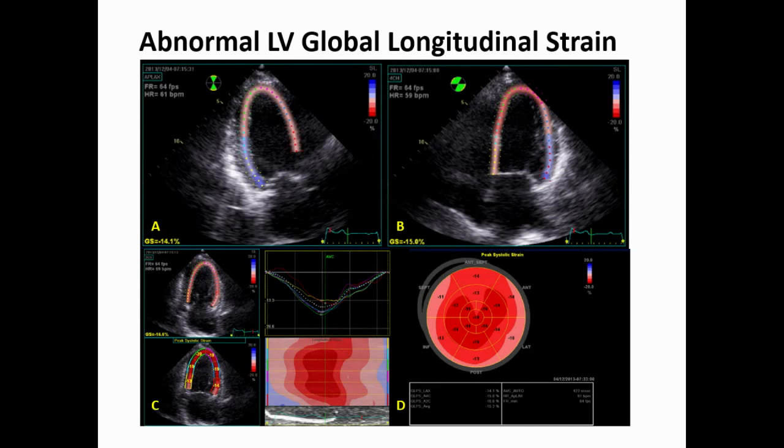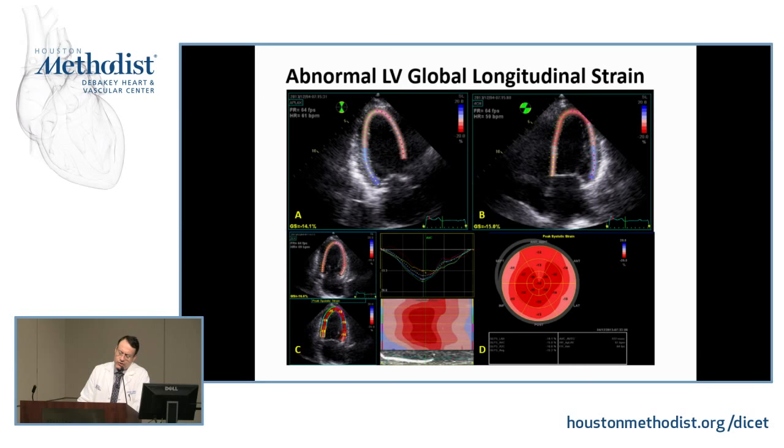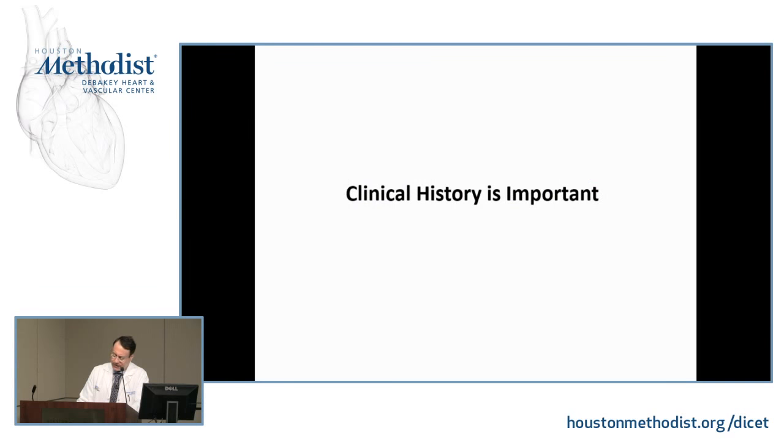So you've heard about strain probably before. You want to look at it in multiple views, apical 4, apical long, apical 2. You look at your polar map, you see if there are errors, if the tracking is adequate, and so on. My objective today is not to talk about strain, but to point to the importance of taking strain into consideration when trying to decide whether someone may have abnormal myocardial function.